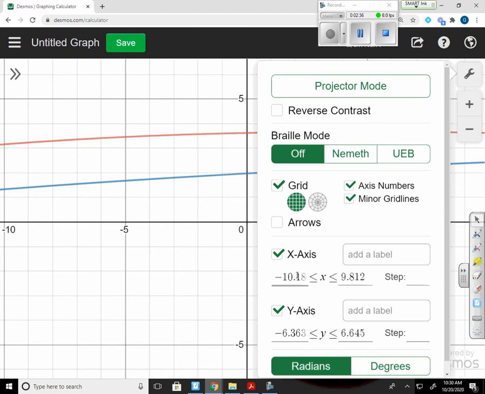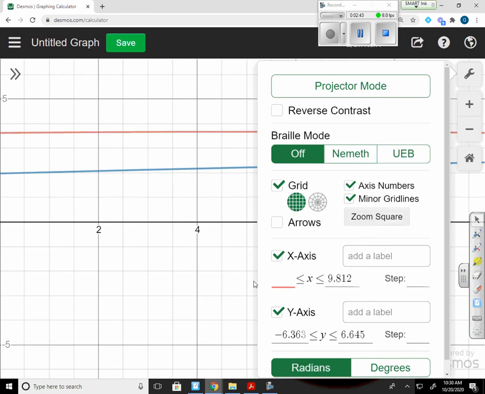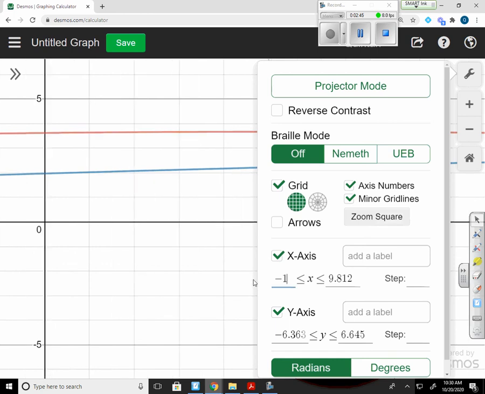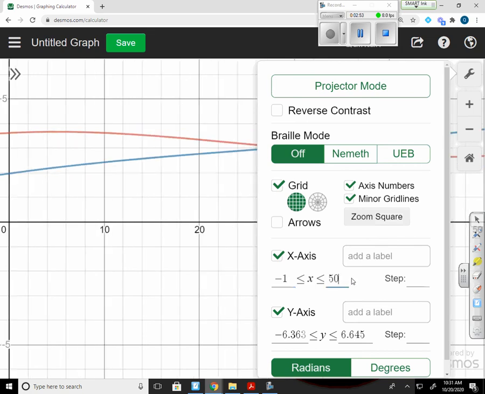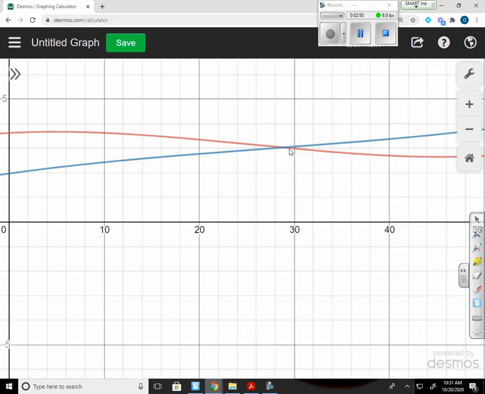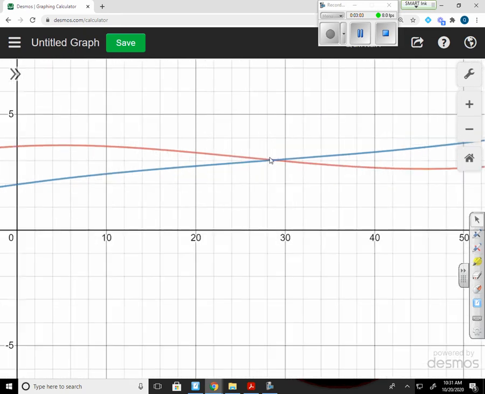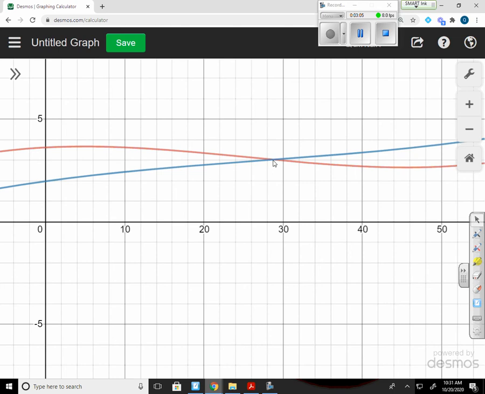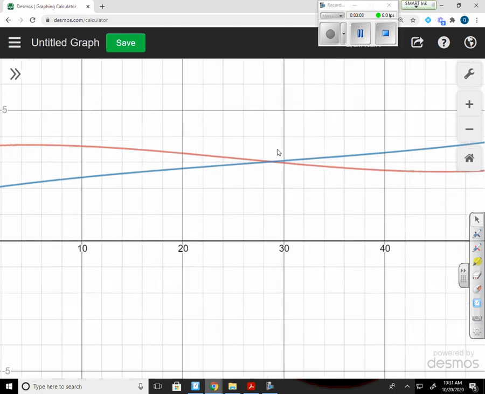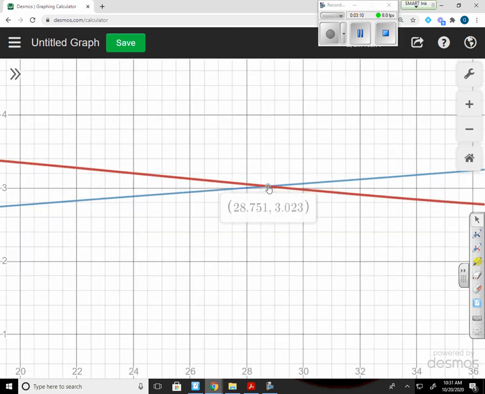Now it said it's from 1950 to 2000. So that should tell you that we don't need any negatives because there's not negative time. But I'm going to set it at -1 anyways, just so that I have a little gap on the back side here. And I'm going to change my x to 50. Now by doing that, I can see the point where they intersect. If I'm this zoomed out, I can't see exactly where they intersect because they're so close. So we're just going to zoom in on this point.